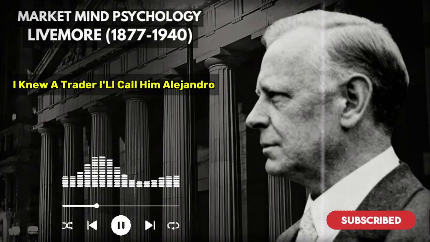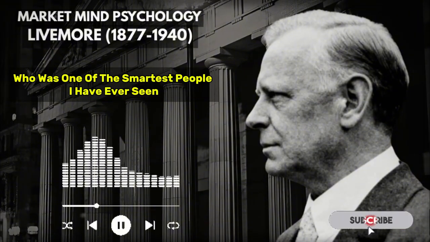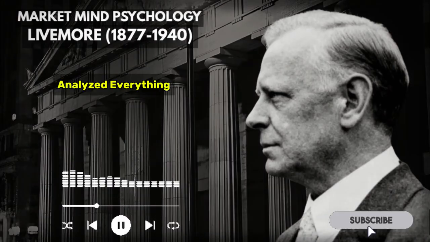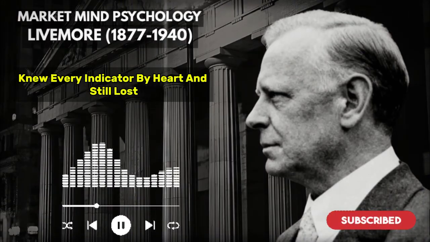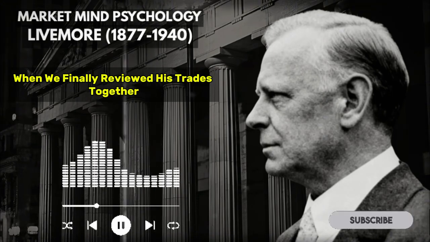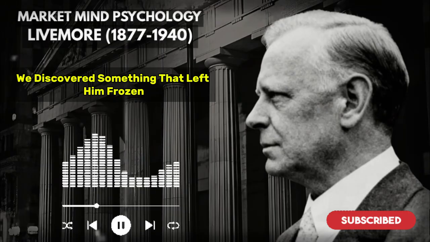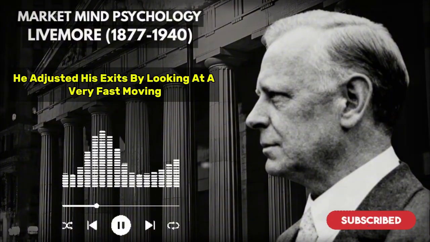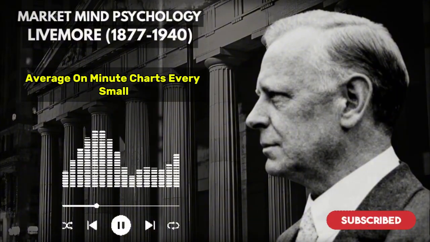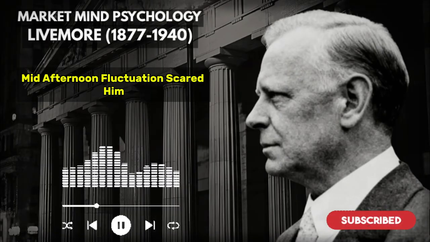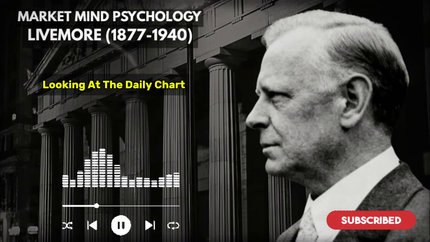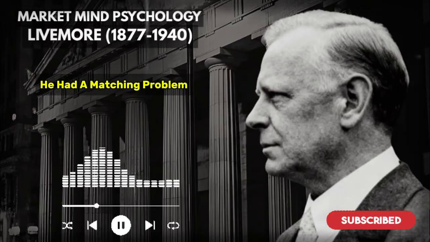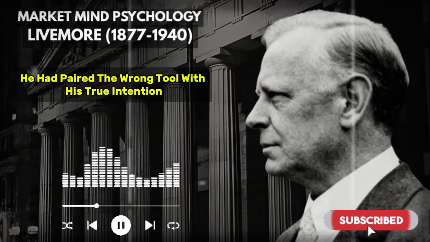I knew a trader, I'll call him Alejandro, who was one of the smartest people I have ever seen in front of a chart. He read everything, analyzed everything, knew every indicator by heart, and still lost. When we finally reviewed his trades together, we discovered something that left him frozen. Alejandro bought stocks with the intention of holding them for weeks, but he adjusted his exits by looking at a very fast-moving average on minute charts. Every small mid-afternoon fluctuation scared him and pushed him out of positions that, looking at the daily chart, were going perfectly in his direction. He did not have a knowledge problem. He had a matching problem. He had paired the wrong tool with his true intention.